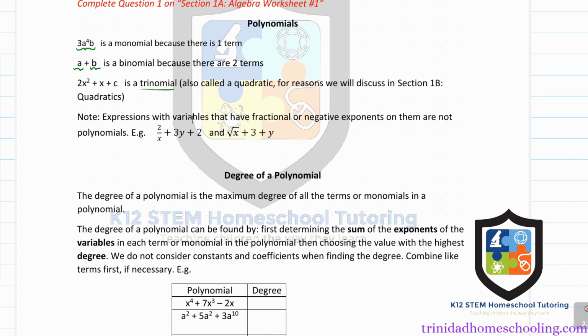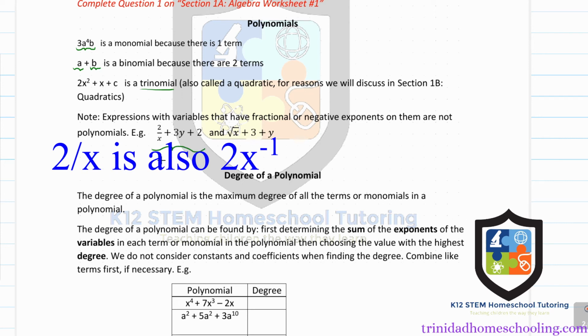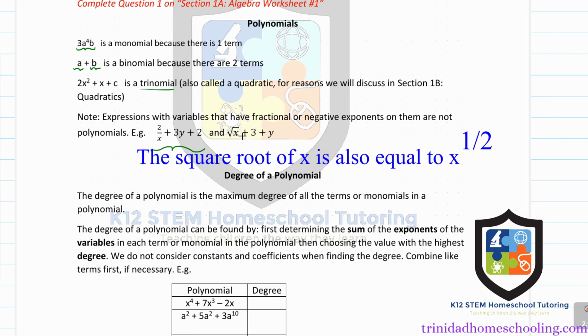Now, the expressions with variables that have fractional or negative exponents on them are not polynomials. So if you see anything like this, 2 divided by x plus 3y plus 2, these things here are not considered polynomials. The square root of x plus 3 plus y is another example that is not a polynomial. So these are not polynomials.